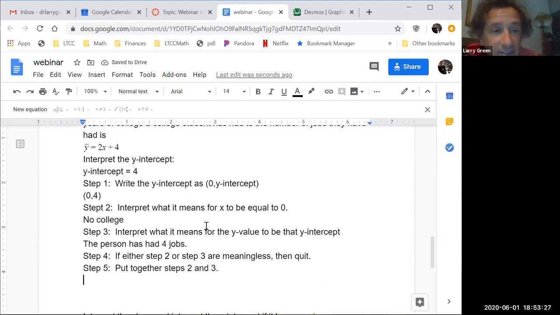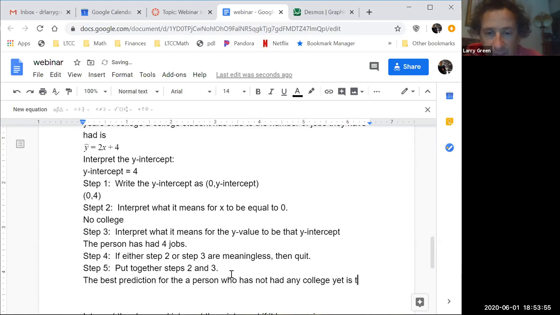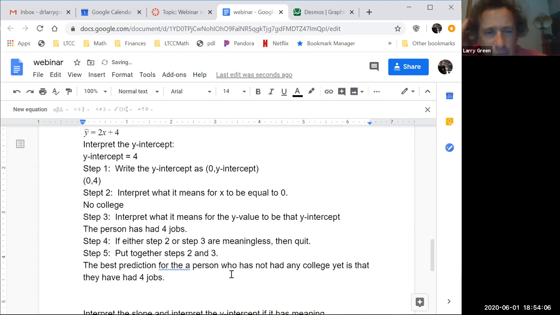All right, so in this case, no college, person has 4 jobs. So we'd say the best prediction for a person who has not had any college yet is that they have had 4 jobs. Any questions on that idea?